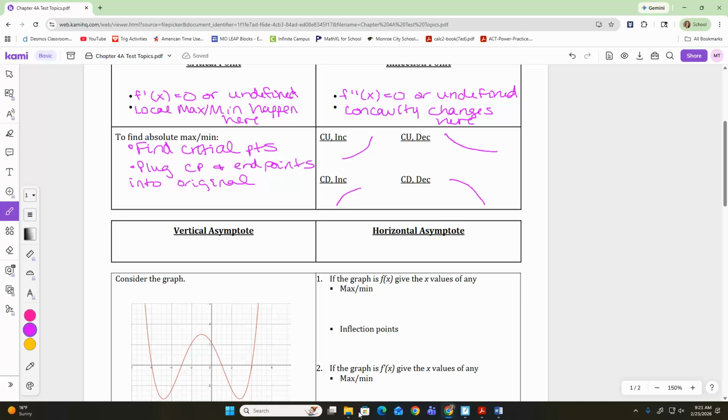Vertical asymptotes, what do the equations look like? It's always going to be x equals a number where the denominator equals 0.